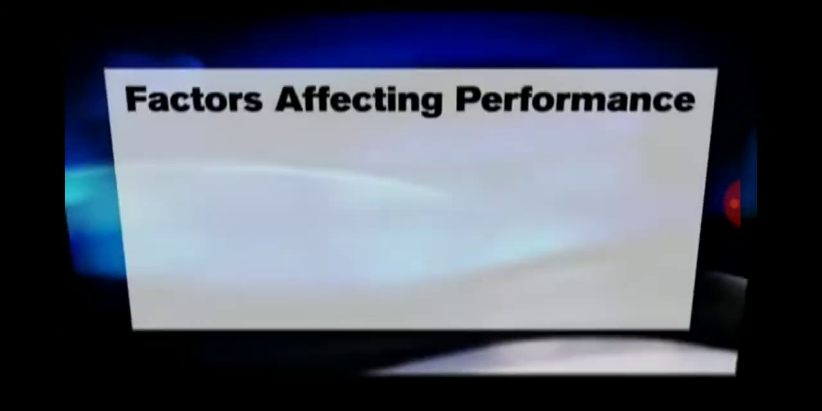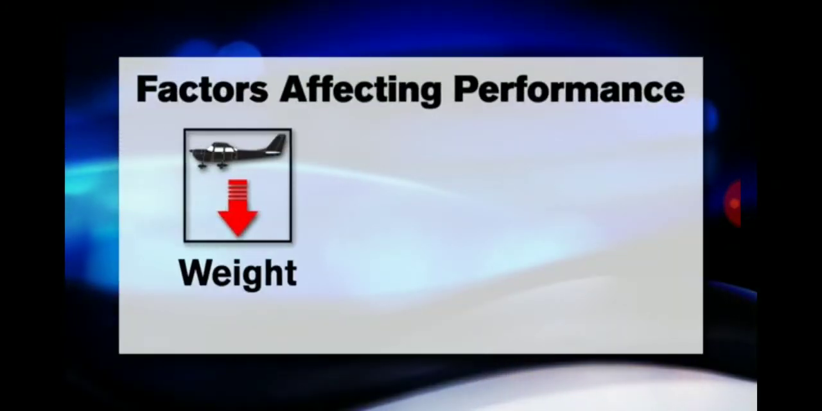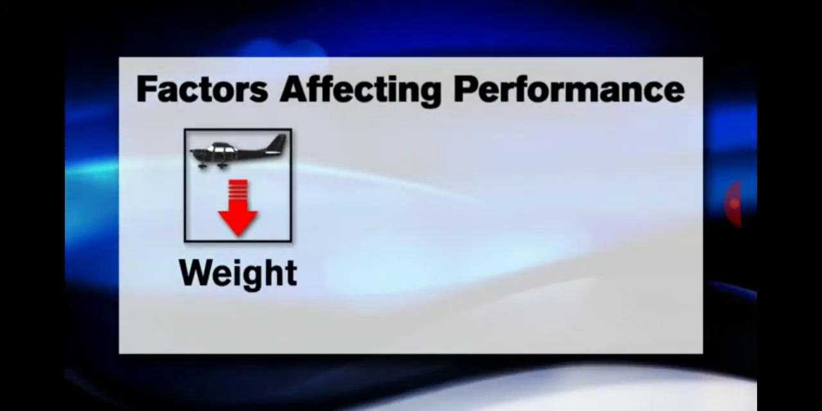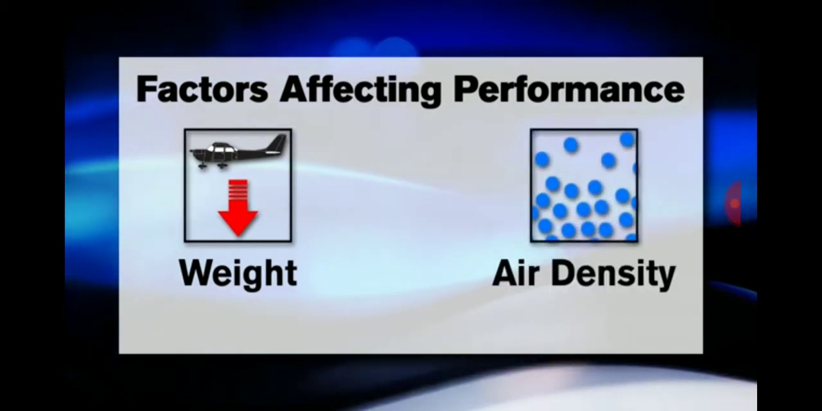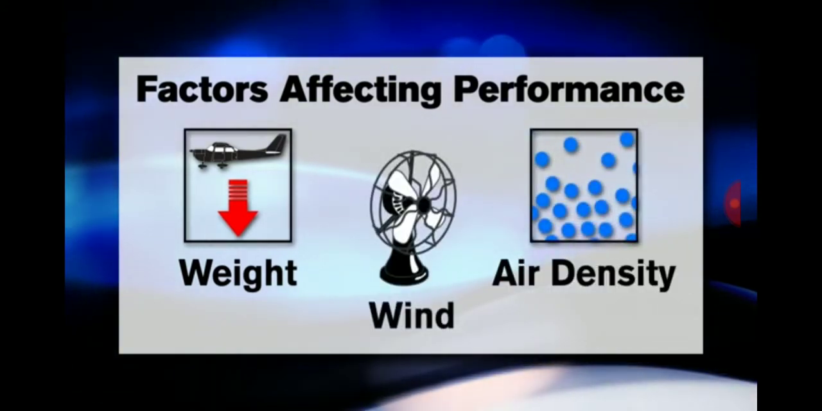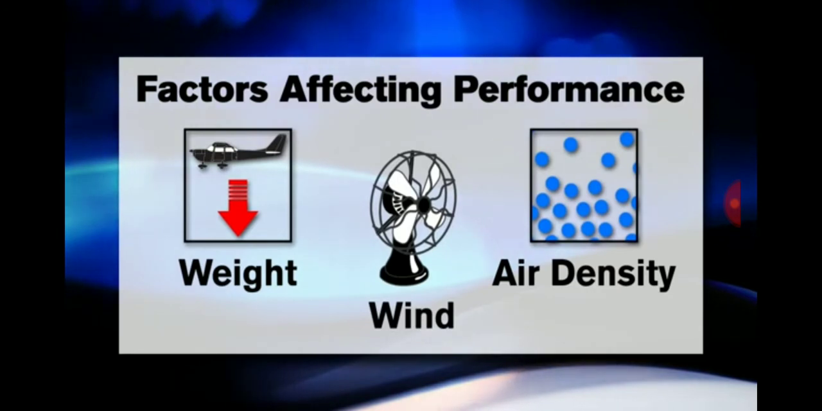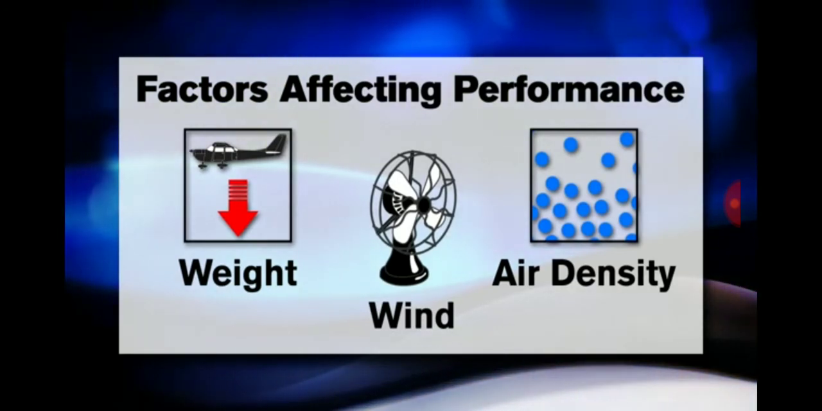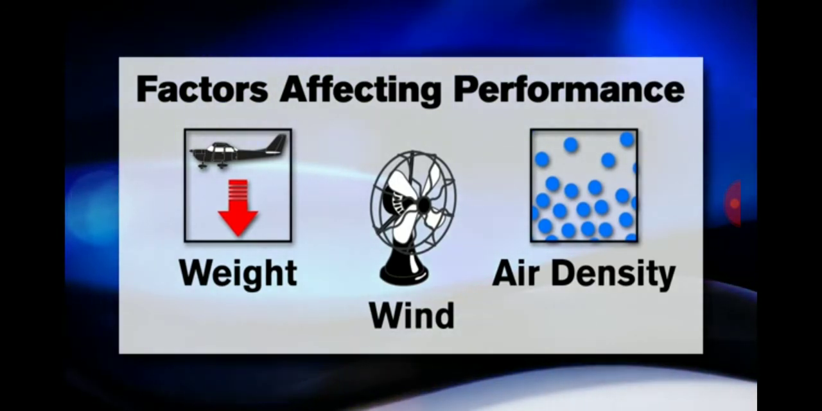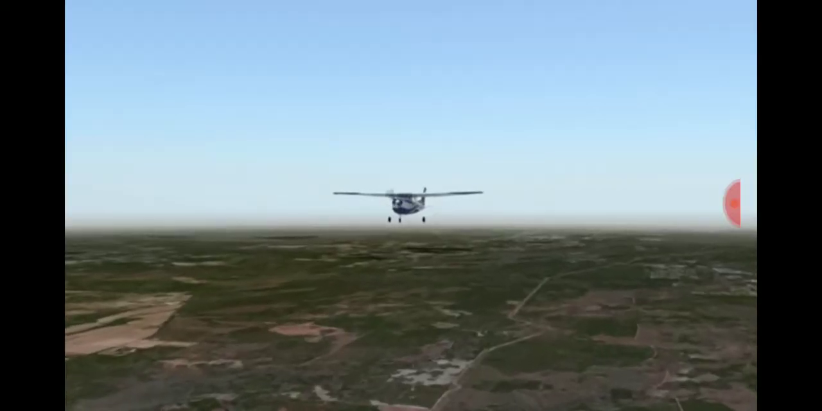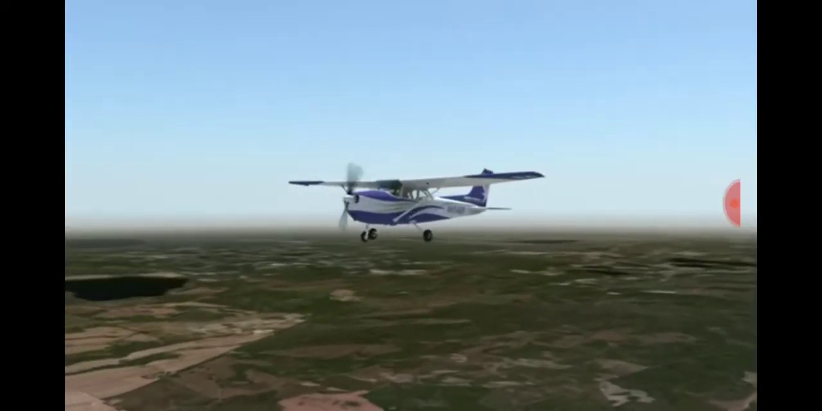The two major factors that affect an aircraft's performance are the weight of the airplane and the density of the air the airplane is flying through. Additionally, the wind can play a factor, especially in the most critical phases of flight, takeoff and landing. We'll first look at how weight affects aircraft performance.